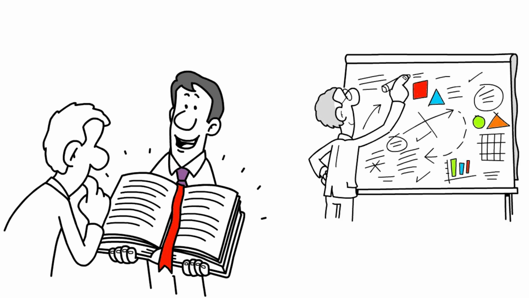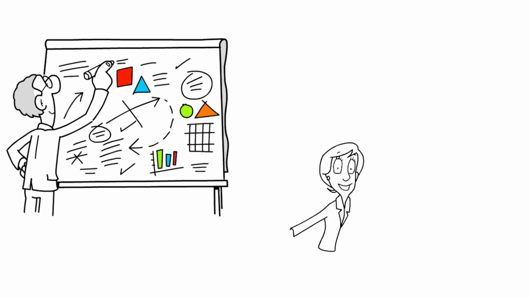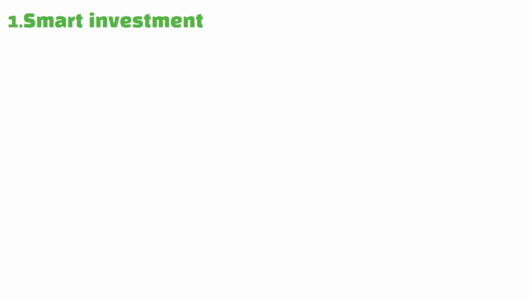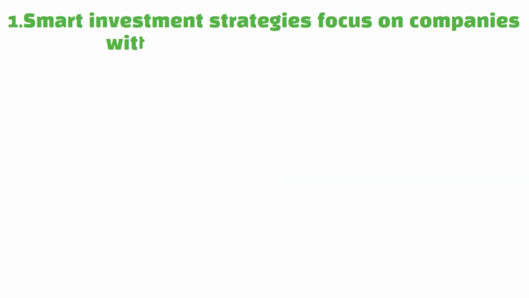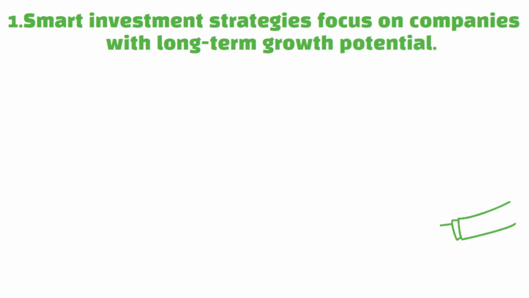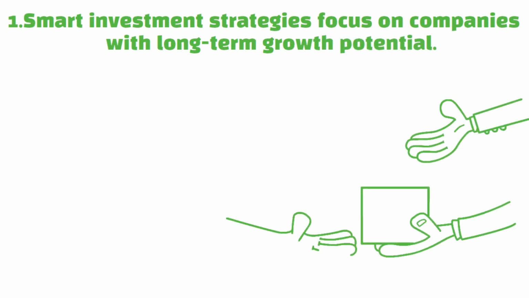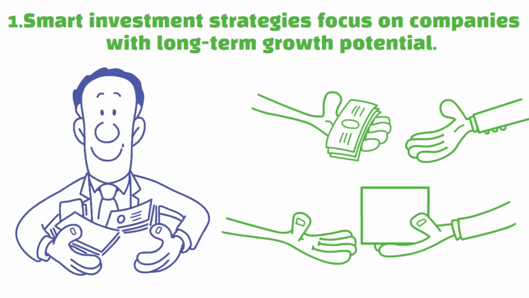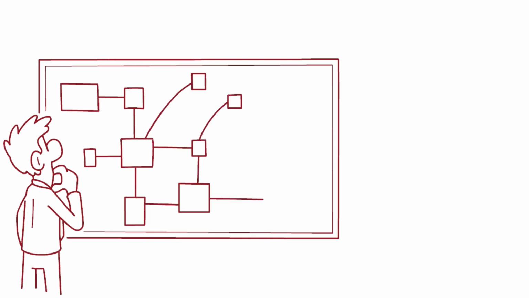Like a detective, a successful investor thoroughly researches and gathers all relevant information before making an investment decision. Number 1. Smart investment strategies focus on companies with long-term growth potential. The common perception of investing is that it's characterized by rapid buying and selling and focuses on quick profits. But smart investing requires careful consideration and long-term planning.